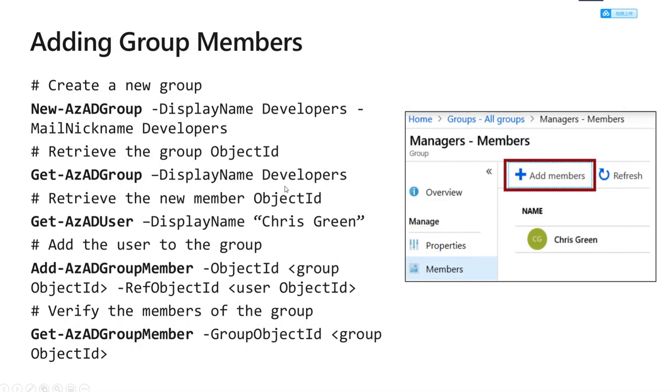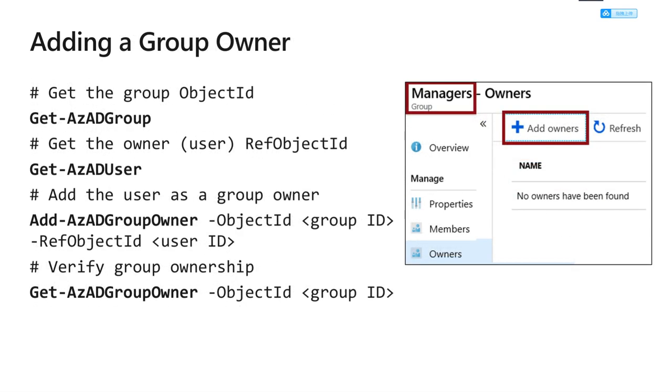Okay. So yeah, and you can add members into this group. Of course, it doesn't talk about dynamic groups. There are also ways you can create a dynamic group, and they will add users based on attributes. Okay, and adding a group owner, right?